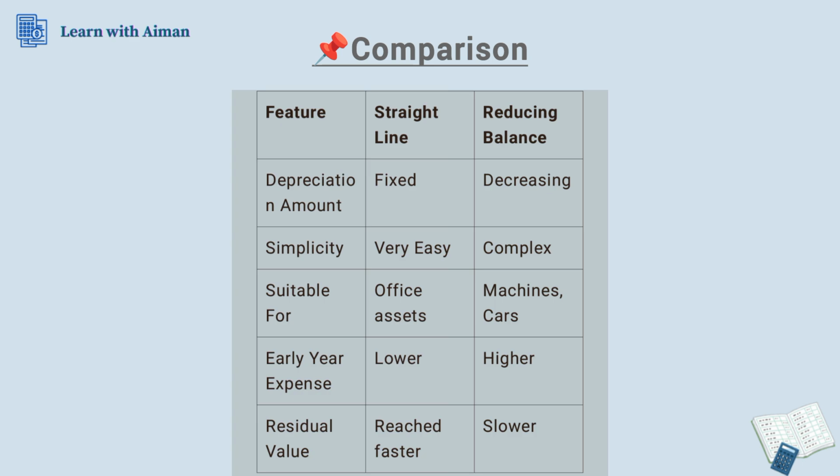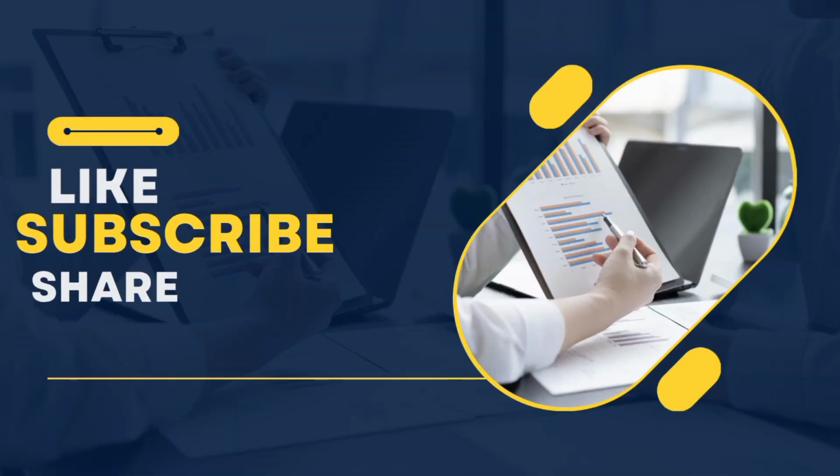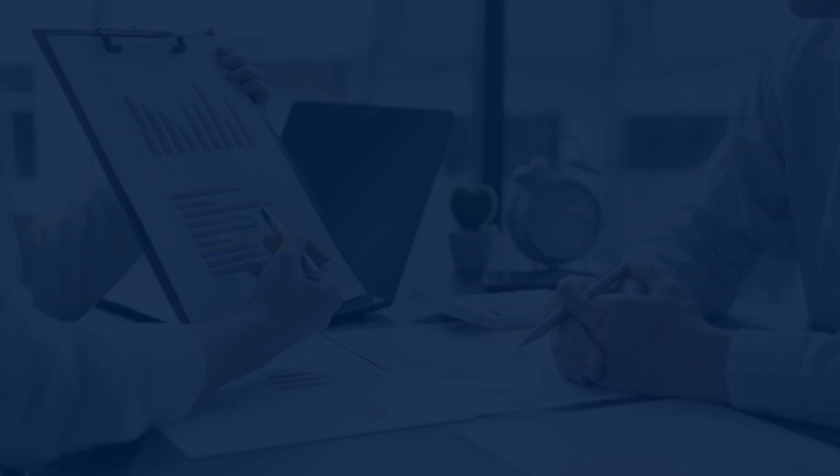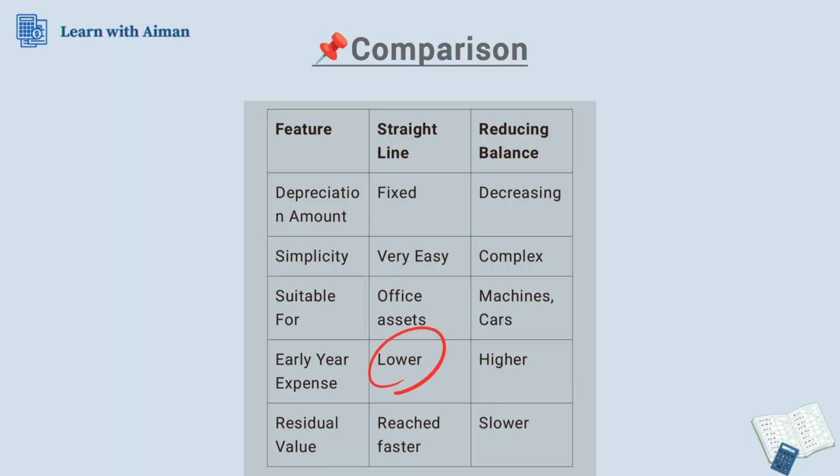Comparison: in the straight line method, the amount of depreciation is fixed, while in the reducing balance method, the amount of depreciation is decreasing. The straight line method is very easy and simple, while the reducing balance method is a complex one. The straight line method is suitable for office assets, while the reducing balance method is suitable for machines and cars. Straight line method expenses are lower in early years, while reducing balance method expenses are higher in early years, and the residual value of the straight line method is reached faster, while the residual value of the reducing balance method is reached slower.